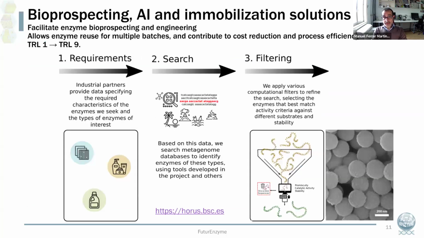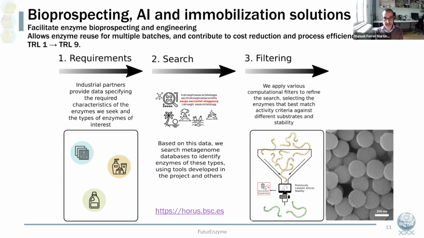The idea is that we implemented a quite high number of bioprospecting tools, artificial intelligence tools, and also immobilization solutions. I'm not going to go into detail. We know the requirements. We can select enzymes that have characteristics fitting the requirements, and then we can filter to have the final one that goes into our product.